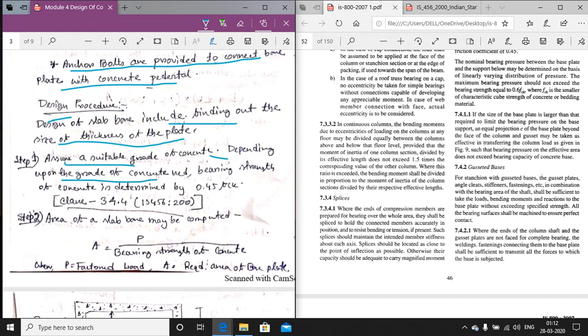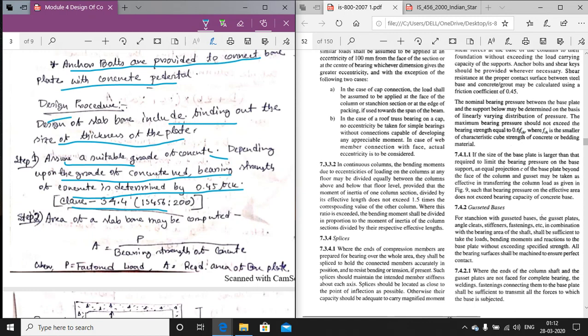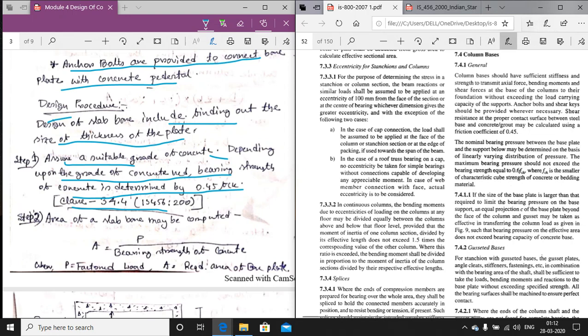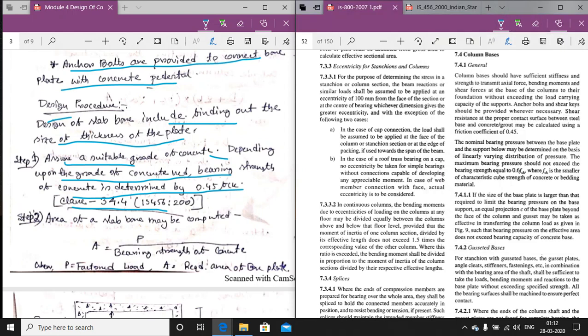Depending upon the grade of the concrete, the bearing strength of the concrete is determined by 0.45 FCK, clause 34.4 of IS 456. So first we need to determine this. Here, in IS 800 for the column base, it is said that the maximum bearing pressure should not exceed the bearing strength equal to 0.6 FCK. But we will take the bearing pressure as 0.45 FCK instead of 0.6 FCK.